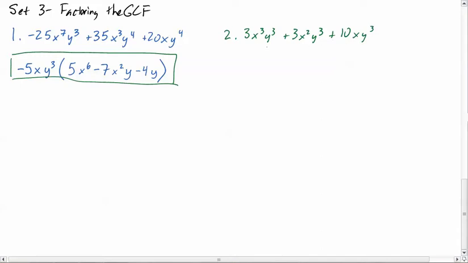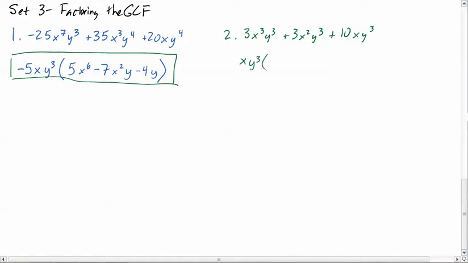Well, how about the letters? I see an x in all of them. This one only has 1 x. Therefore, the most x's that I can take out is 1. Any more than that, and this is going to give me a negative exponent. We already know that negative exponents are bad news. Then we look at the y's. I see 3 here, 3 here, 3 here, which means I can take out y to the third. And so let's see what we have left when we do that.